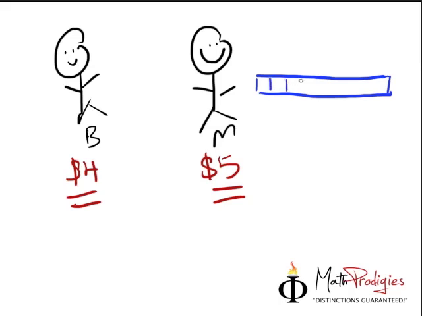So 1, 2, 3, 4, 5, 6, 7, 8, 9 units. Correct? Let's take a look at this. For every $4, so that means 1, 2, 3, 4. This is what Ben gets out of 9, and this is what Mustafa gets. Okay, so let's take a look at the question.